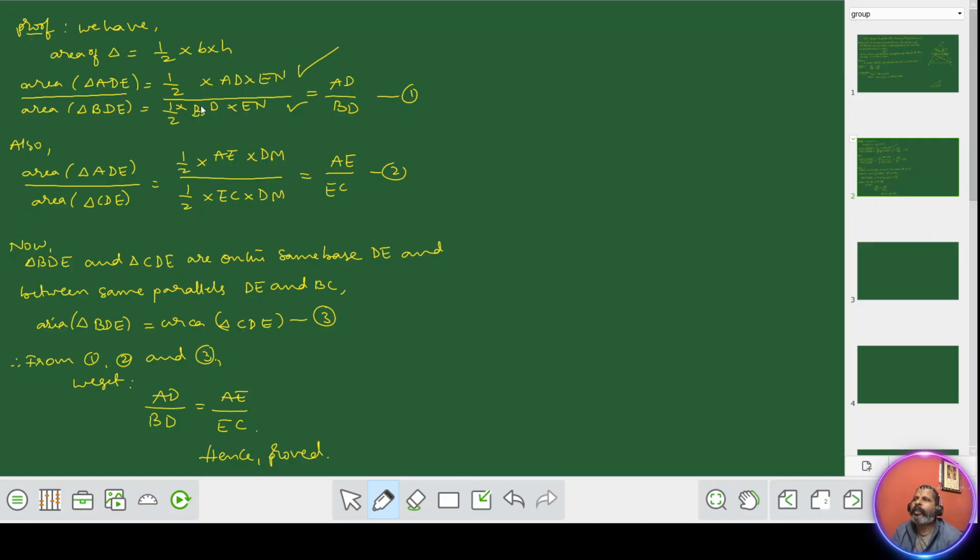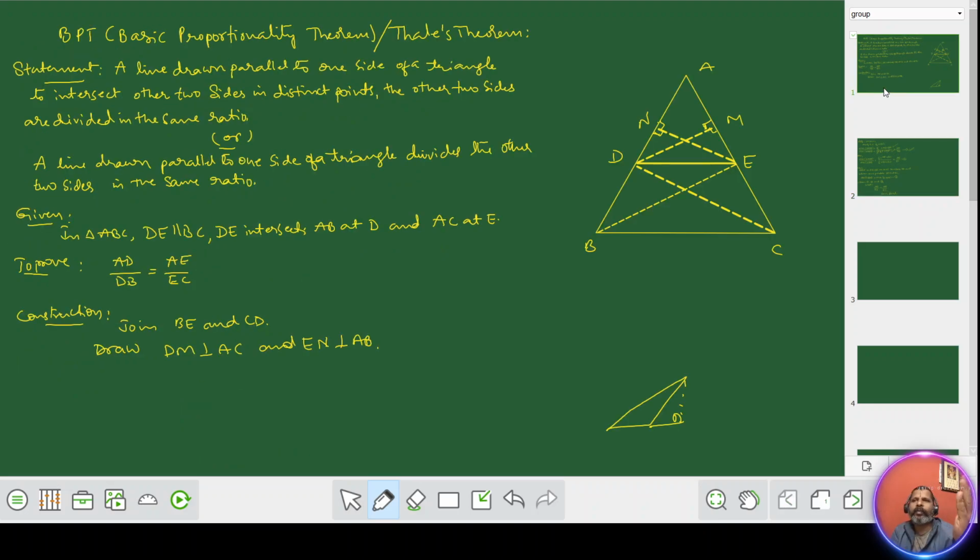Clear? So in this one, half cancels. BD, EN cancels. We get AD by BD. Okay, this we call as 1. Similarly, we take the other two sides triangle, like area of triangle ADE.